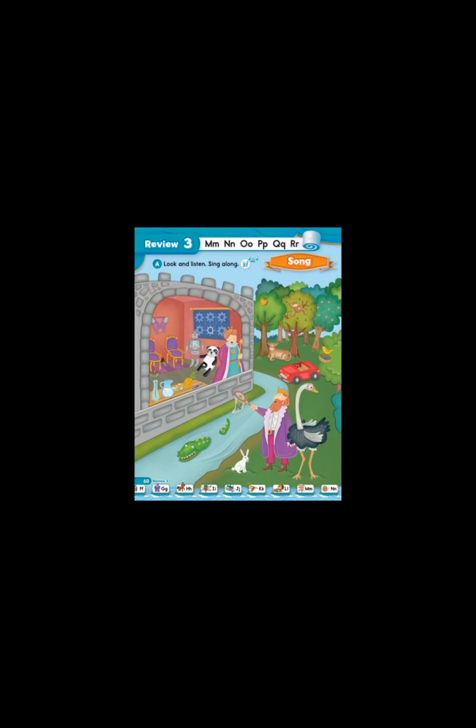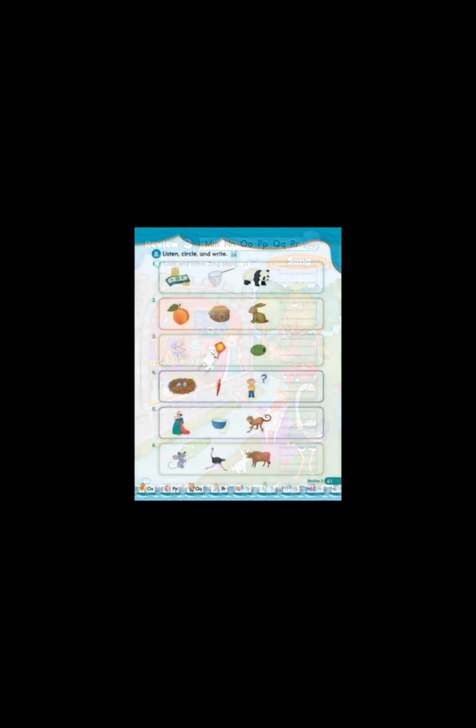Page 61. B. Listen, circle, and write. 1. Net. 2. Rabbit. 3. Olive. 4. Pen. 5. Queen. 6. Mouse.